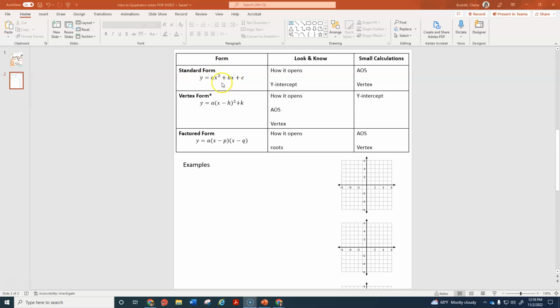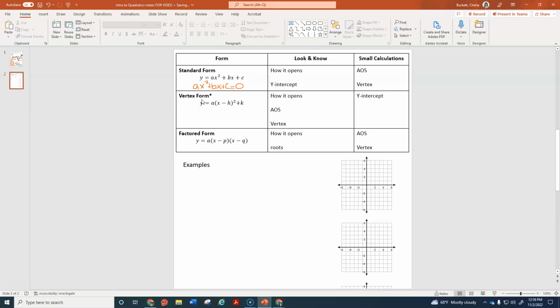It's called standard form, and sometimes that's equal to 0. It also can be in the other order. So if you want to write ax squared plus bx plus c equals 0, sometimes it comes to you like that, and that's still in standard form.